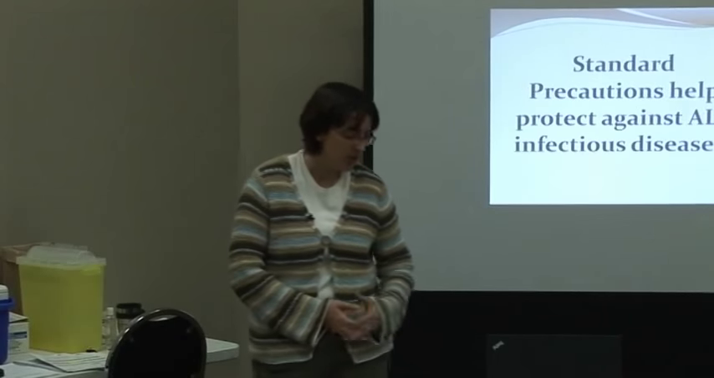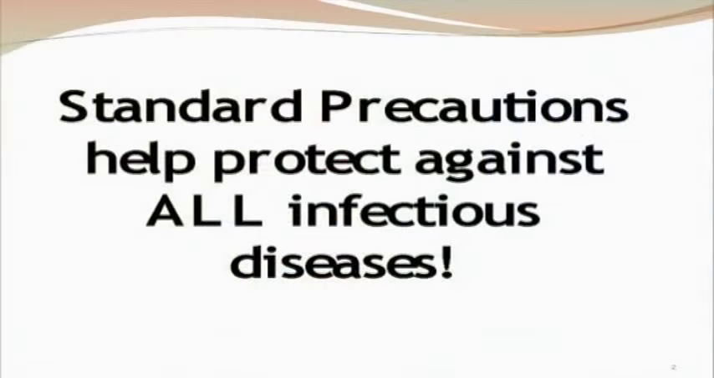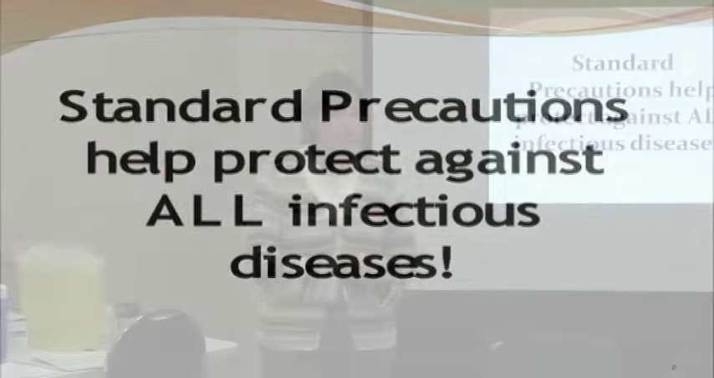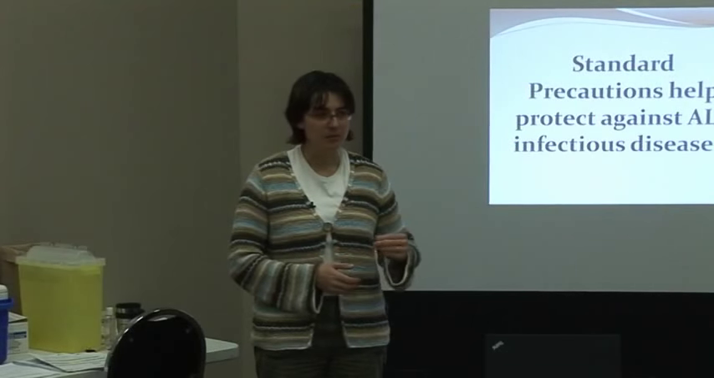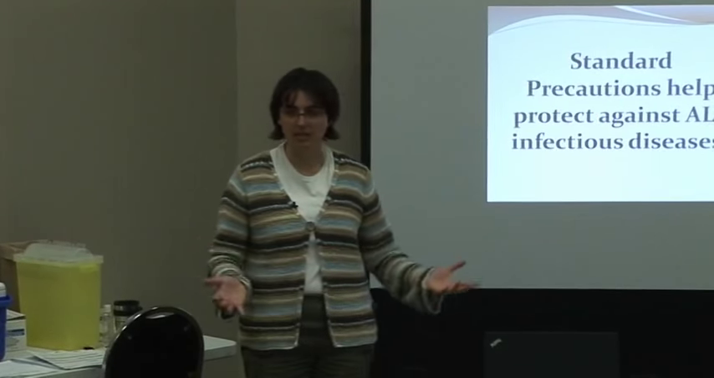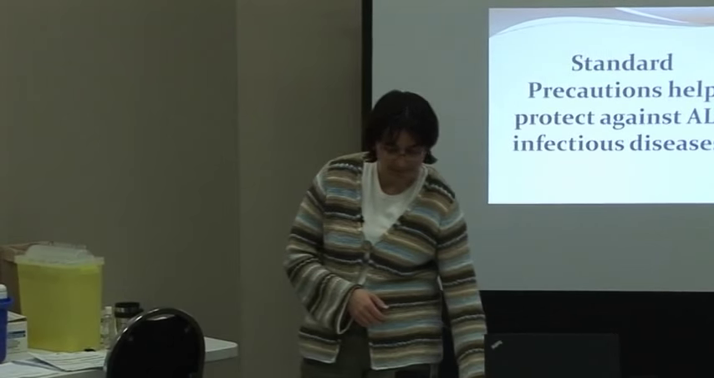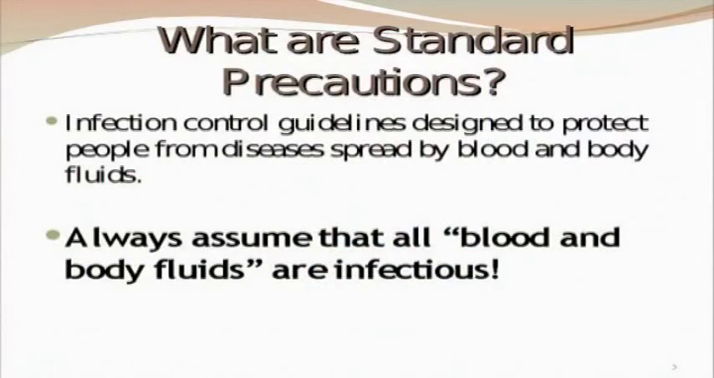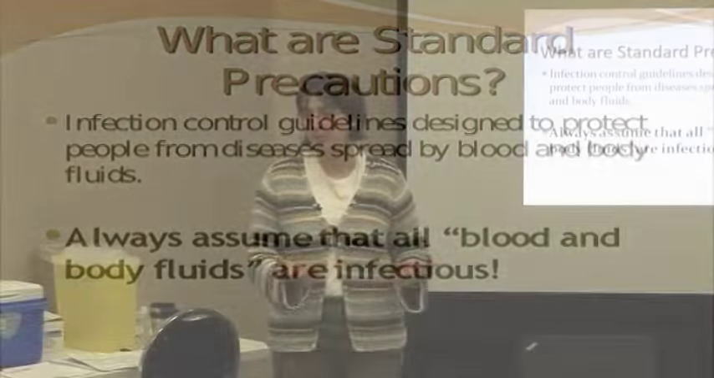So standard precautions, basically what they do is they help us protect against all infectious diseases. So it doesn't matter whether we're talking about HIV, hepatitis, scabies, lice, it helps against all of those. So what are standard precautions? Basically, they're an infection control guideline, and they're designed to protect people from diseases that are spread through blood and body fluids. One of the key points is that you always assume that all blood and body fluids are infected until you can prove otherwise, basically.